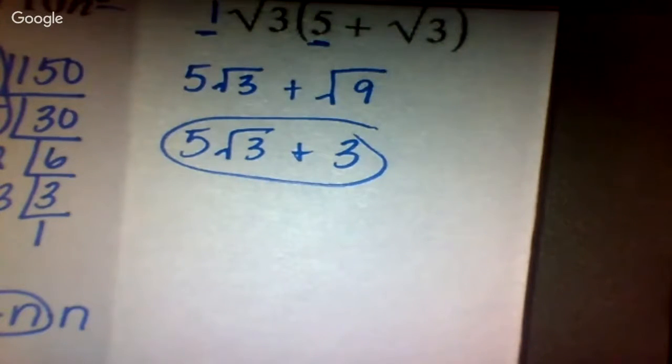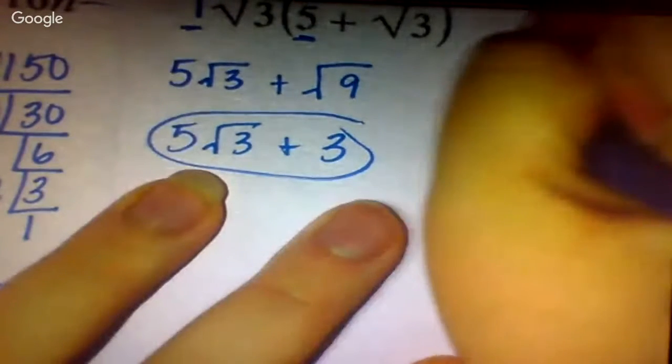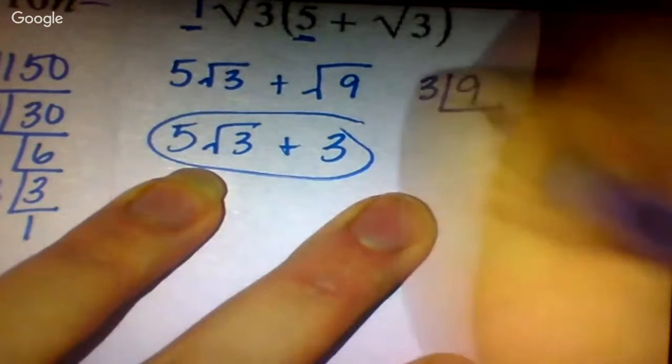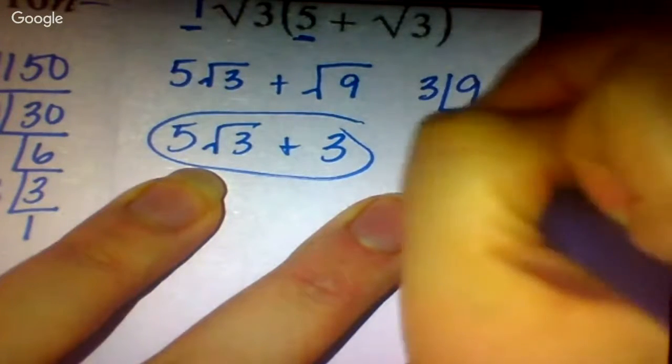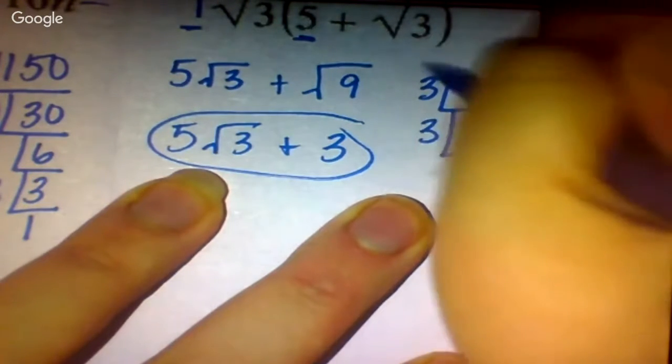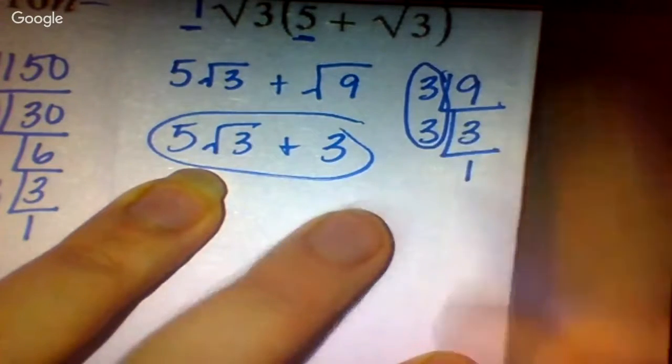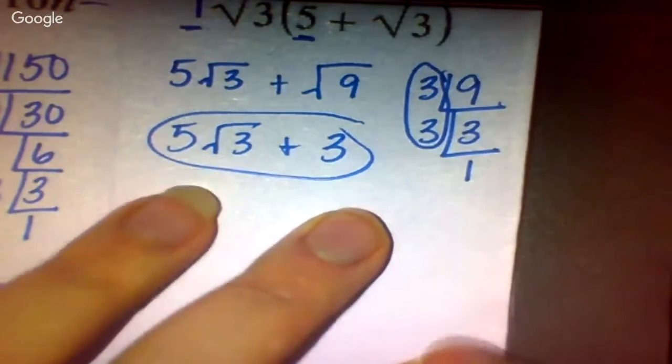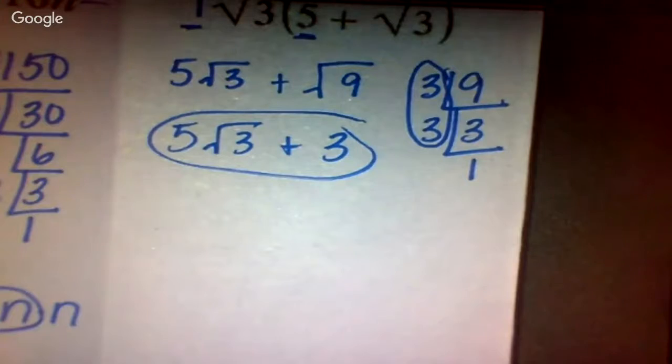But what about the 3 in the square root? No. Because if you actually break it down, you break down 9, so you get 3 and 3. You break down 3 and you get 3 and 1. So when you group, there's nothing left over, so you have nothing to put back underneath the radical.